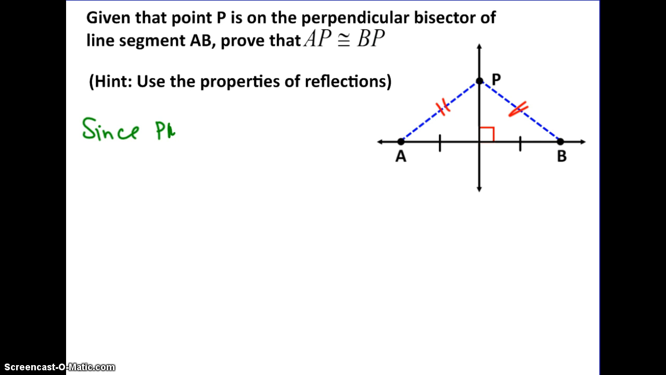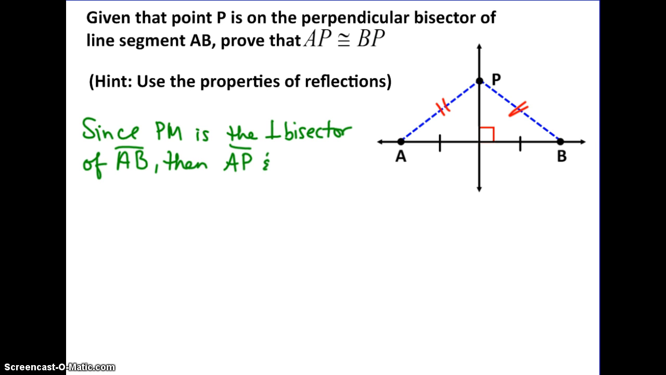So, since PM is the perpendicular bisector, and I'm going to use a paragraph proof, but feel free to make this a flow proof or a 2-column proof, whatever you want. So since PM is the perpendicular bisector of line segment AB, then we know that AP and BP are reflections of each other.